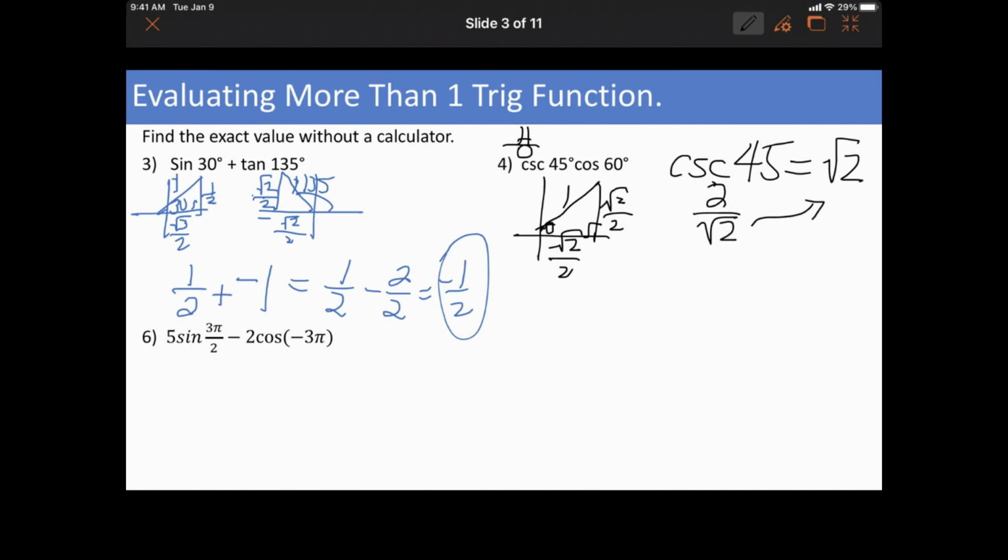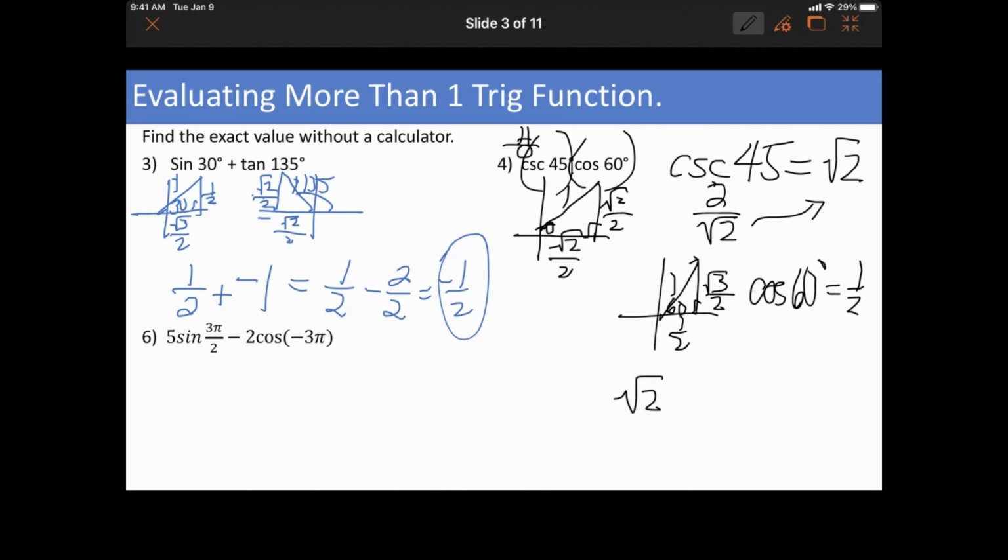Cosine of 60, first quadrant. So this is root 3 over 2, 1, this is half. Okay. So cosine of 60 is a half. So we're multiplying. This is multiplication, right? When there's nothing in between, this means times. So it's root 2 times 1/2, which equals root 2 over 2.